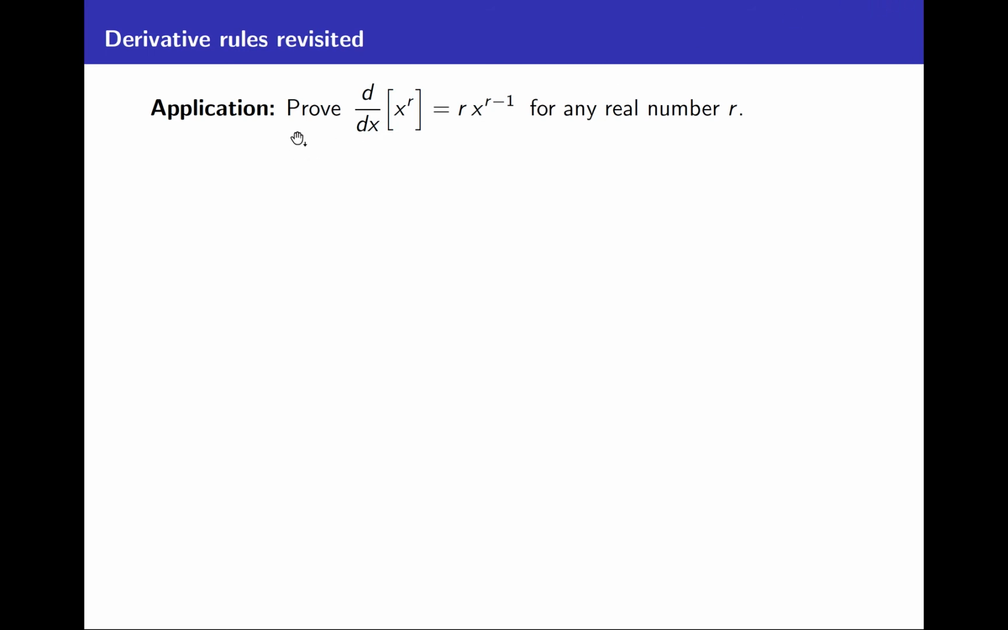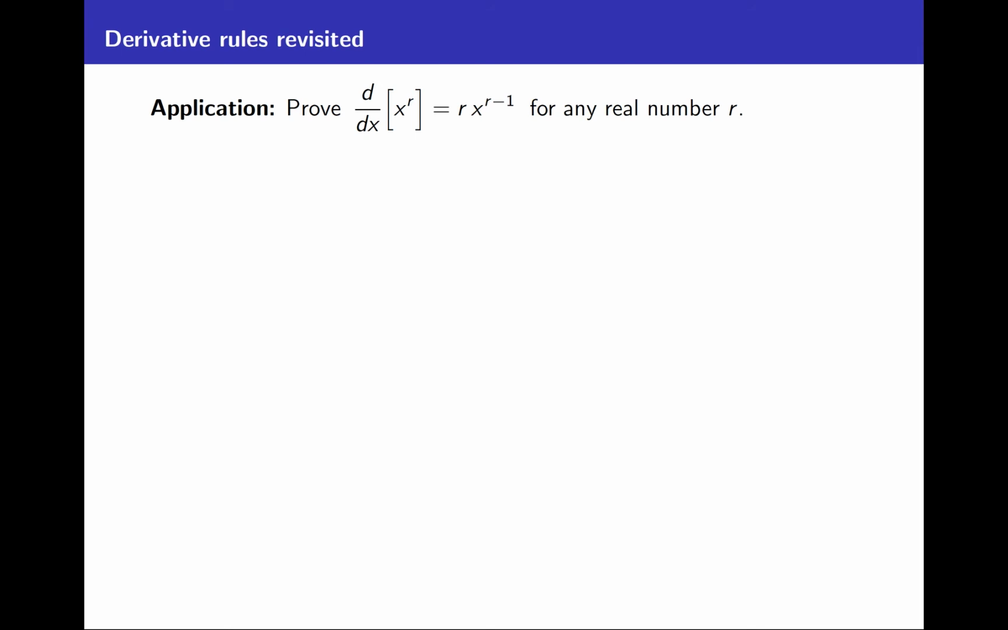In this next example, or application, we're going to prove that the derivative of x to the power of r equals r times x to the power of r minus 1 for any real number r. And that's just the power rule. The derivative of x to the power of r is r times x to the power of r minus 1. But don't we already know that? If you think about it, we don't already know that.